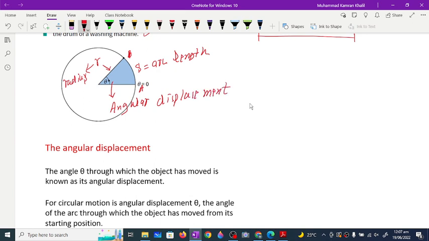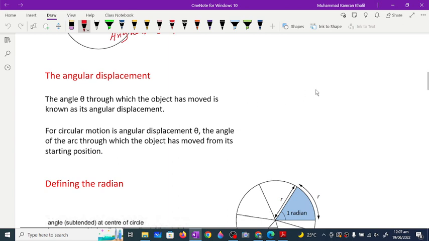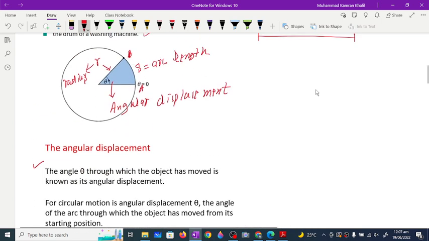Obviously, moving from A to B, when there is a change in the angle, it will take a particular time to reach from A to B. So the first thing you must know is the angular displacement: the angle theta through which the object has moved. For circular motion, angular displacement is the angle of the arc through which the object has moved from its starting position. When we move from A to B, let's suppose initially there is angle 0, and then up till let's suppose a 60-degree angle. That is the angular displacement.